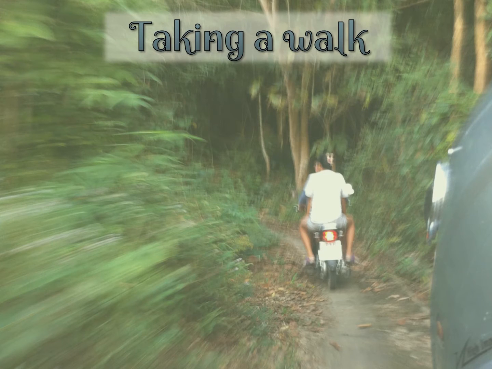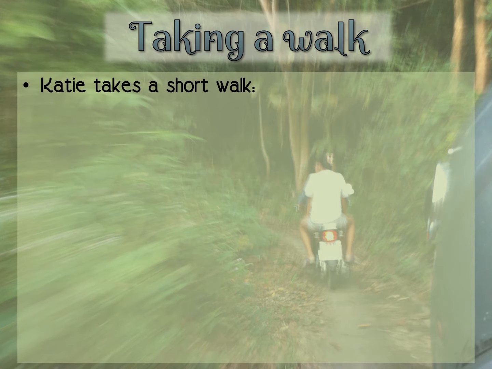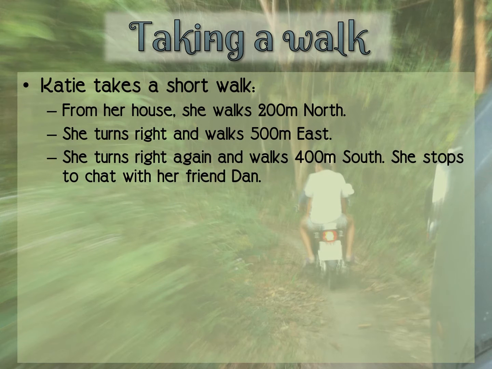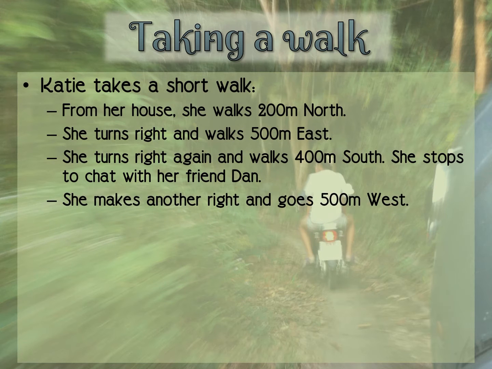So let's just explore these ideas by taking a short walk. Well, Katie takes a short walk, to be precise. From her house, she walks 200 meters north, she turns right, and she walks 500 meters east. Then she turns right again, and she walks 400 meters south. Here she meets her friend Dan, and she stops to have a bit of a chat. Then she takes another right and goes 500 meters west. And finally she turns right and walks 200 meters north.